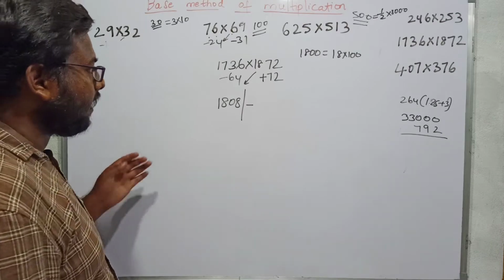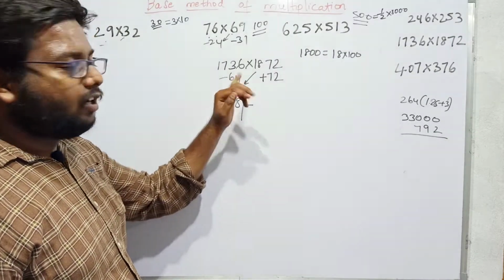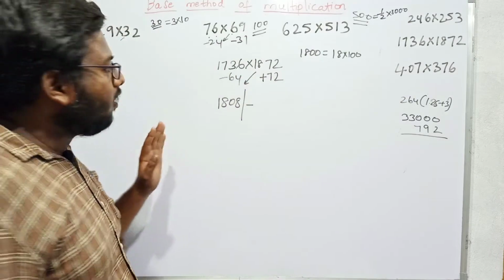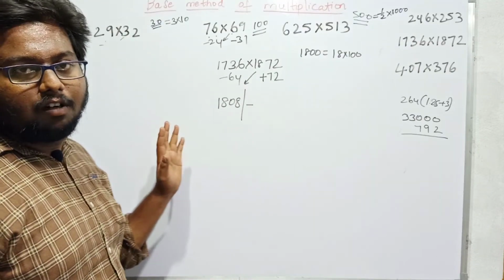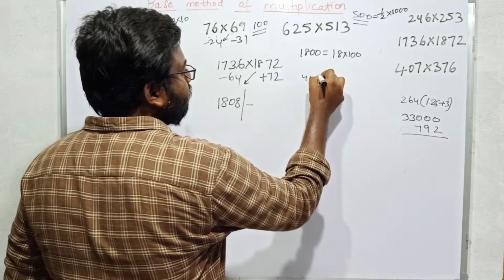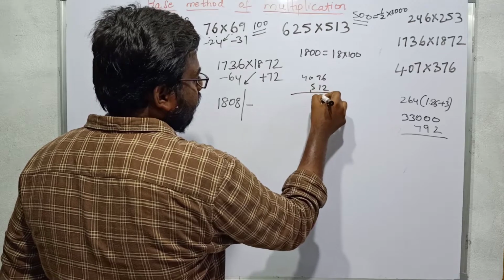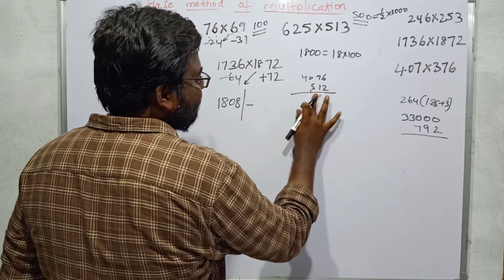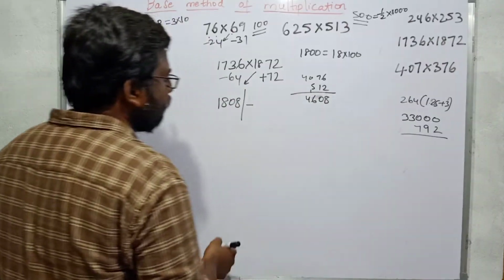64 into 72 I can calculate as 64 plus 8, and 64 into 64 we know is 4096. 4096 plus 64 into 8. 64 into 8 is 512. So 4096 plus 512. This is 4608.